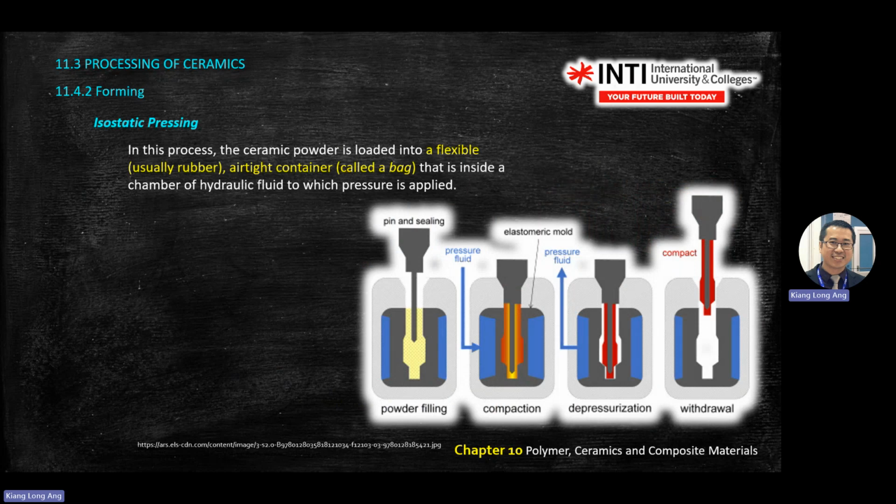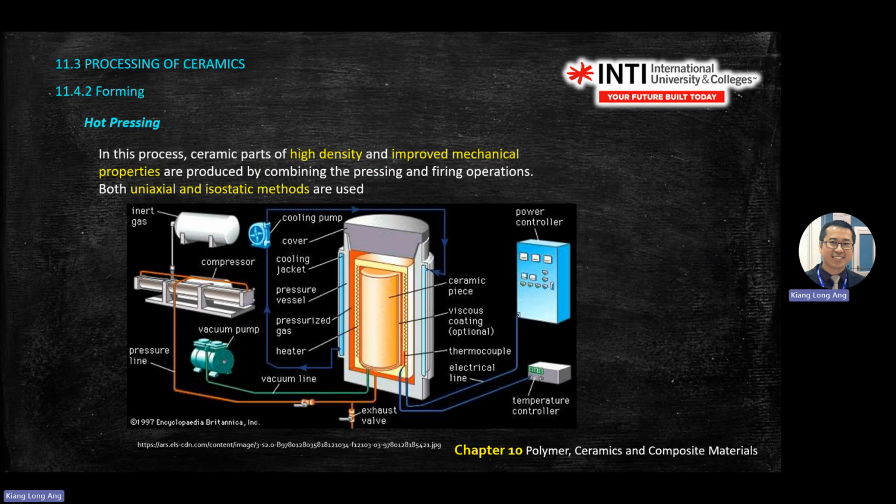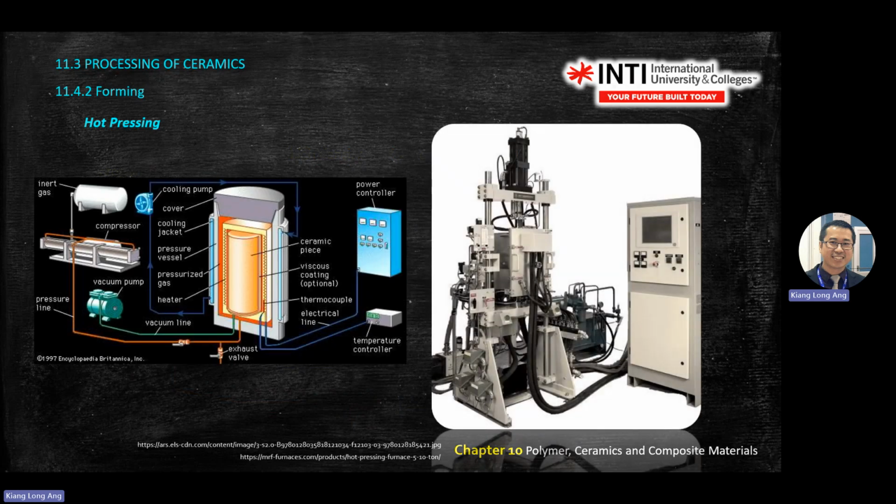Another one is called isostatic pressing. Iso means same, static means same forces or same pressure. You put a pin inside, then you put the powder inside. Then you compact it, then you depressurize, then you withdraw. So isostatic pressing uses pressure to press it. Hot pressing is used in industry where you use high temperature to cure the things. These are the instruments normally used in industry.